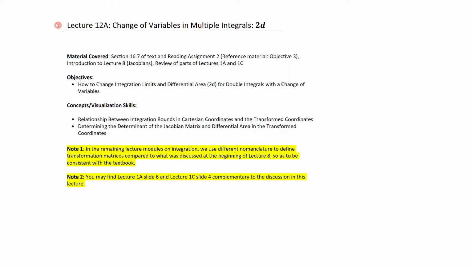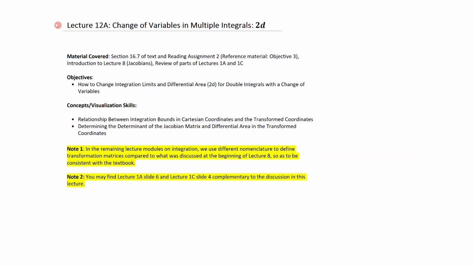The objectives of this teaching module are to change integration limits and differential area for double integrals with a change of variables. Concepts and visualization skills. What is it that we're going to be able to obtain through the material in this lecture? First of all, the relationship between integration bounds and Cartesian coordinates and the transformed coordinates. And secondly, determining the determinant of the Jacobian matrix and differential area in the transformed coordinates.